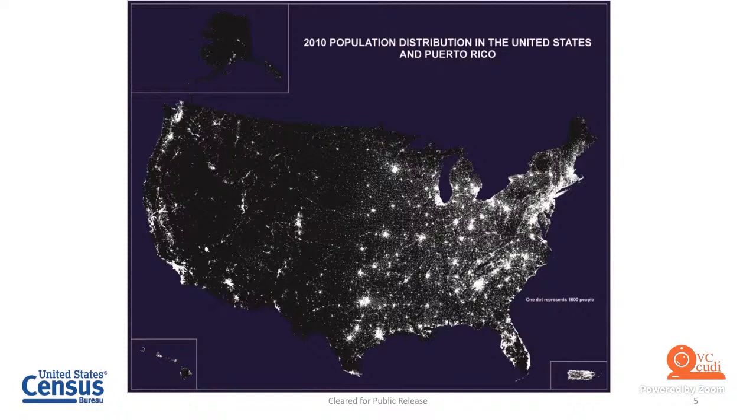So most blocks don't contain 1,000 people. The program we use to create this map keeps a running total of the population, and once it hits the threshold of 1,000 people, it places a dot. So we're starting at a very high resolution of data in order to produce this map. Okay, next slide, please.